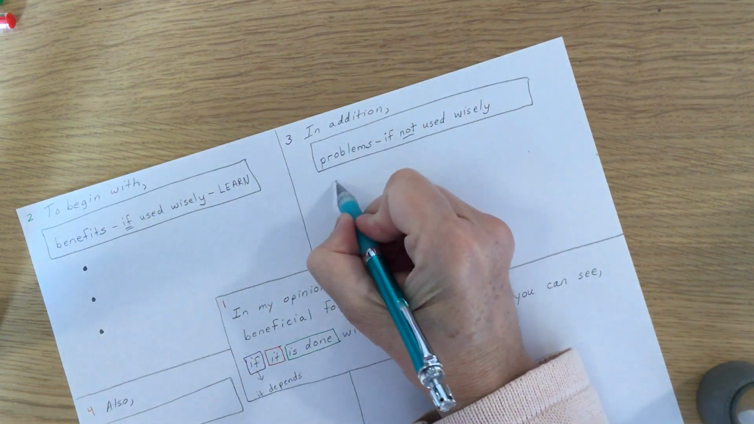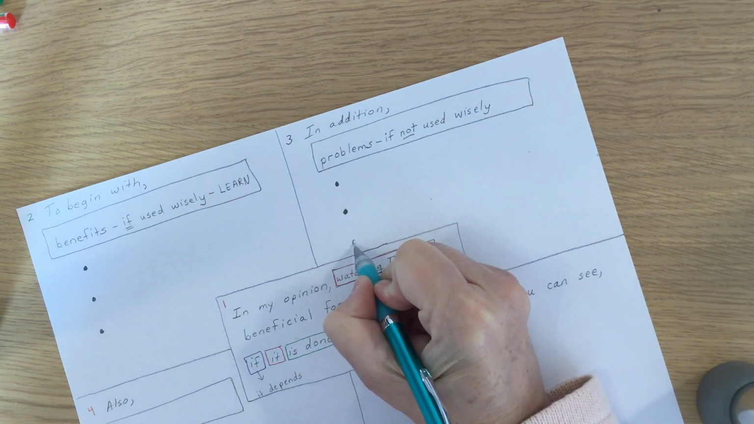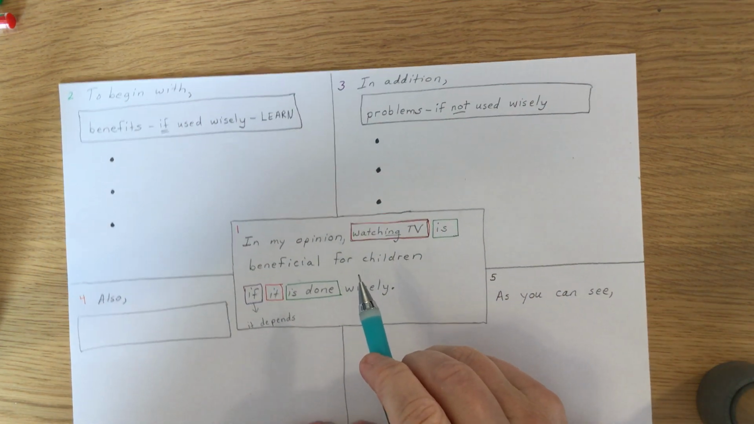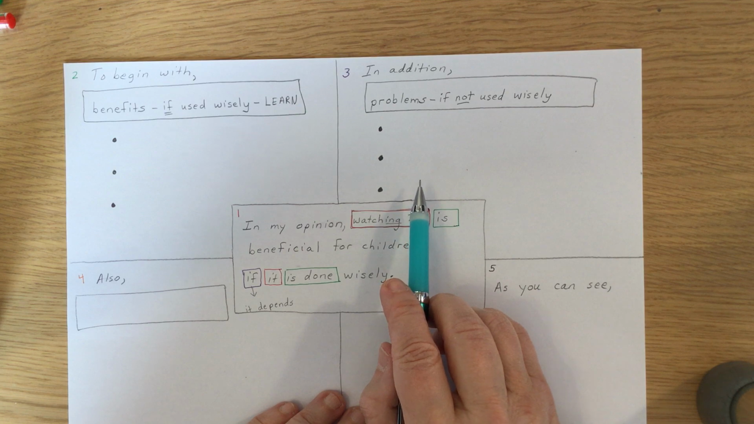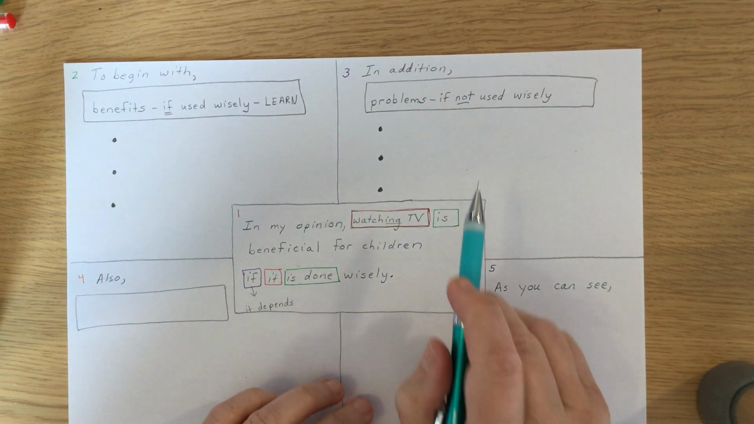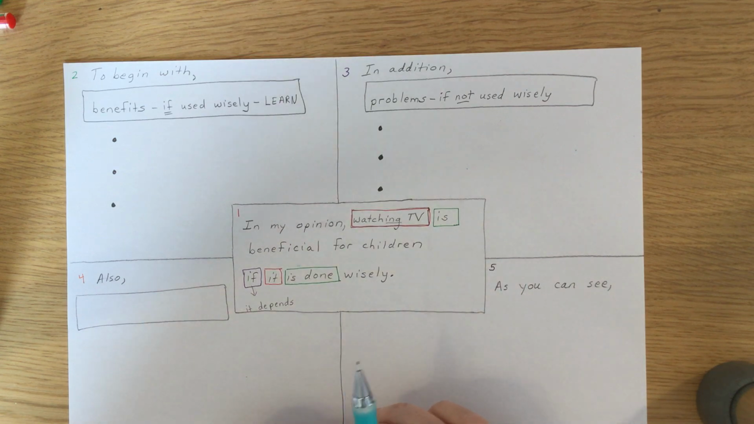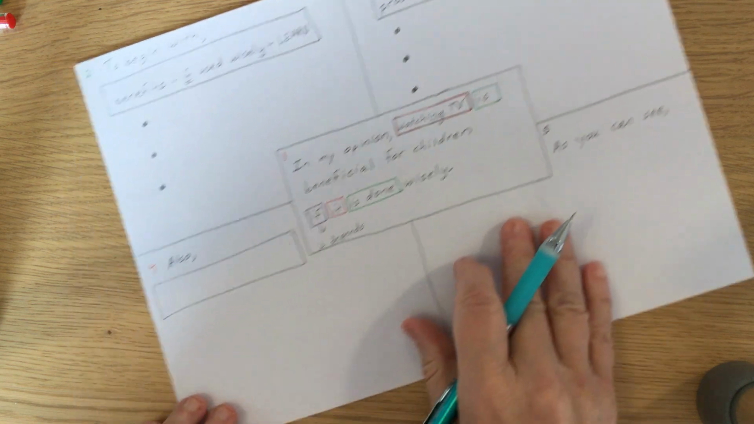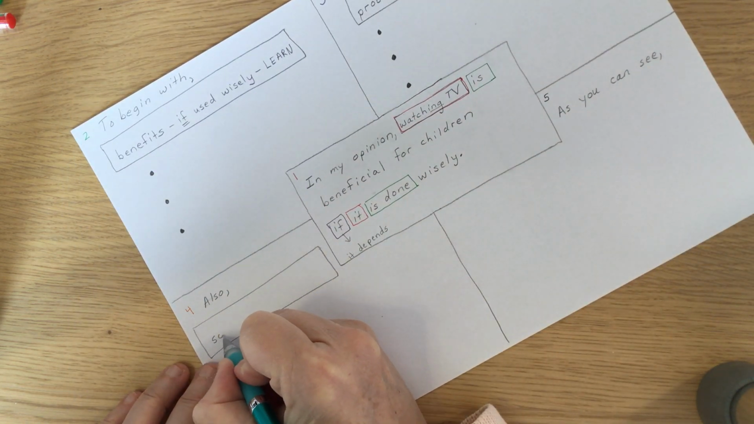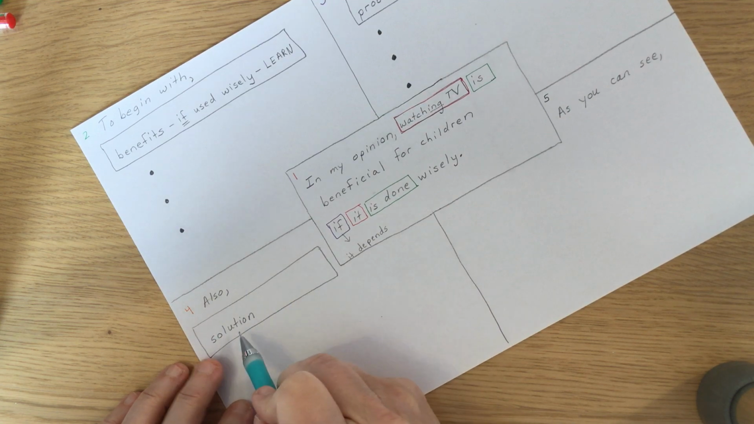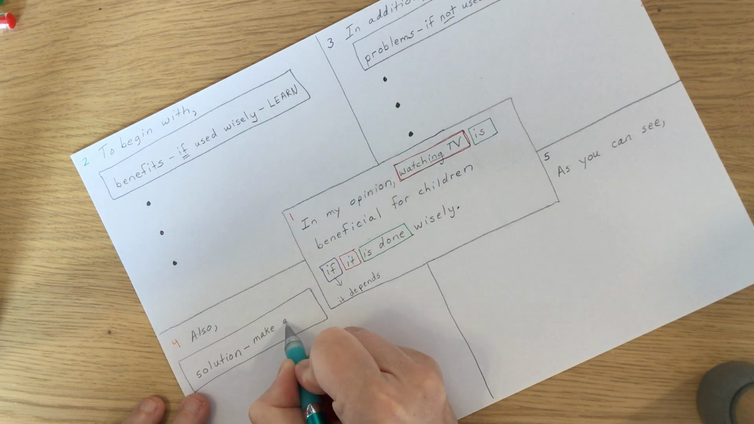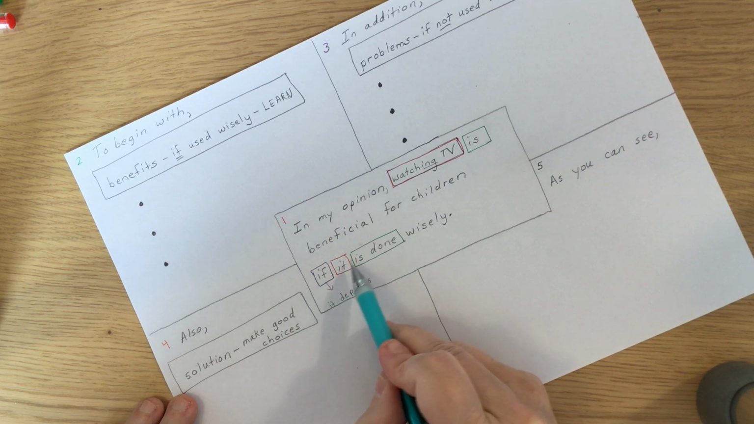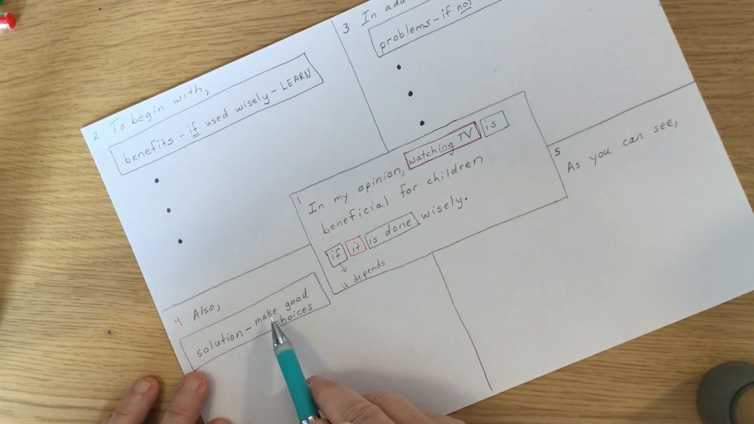I'm going to list three problems that I noticed in that person's letter, because if I can find a solution to each of those problems, then I am canceling his argument. I am making his argument no longer a good one. It's showing that my argument is better. So down here, I'm going to have my solution. This is my answer to those problems. And my solution is make good choices. This is this part of my opinion. If it is done wisely, doing it wisely is making good choices.